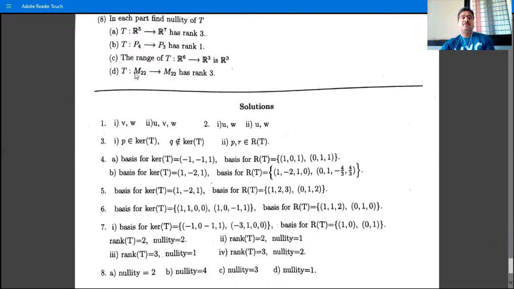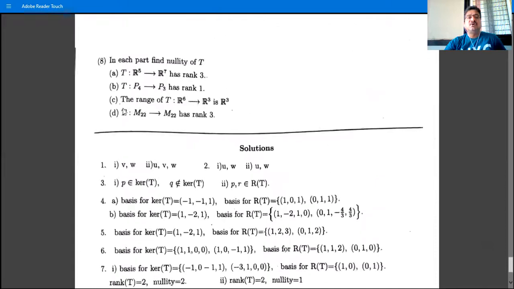The last problem, T from M2 by 2 to M2 by 2. M2 by 2 R is the vector space of all 2 by 2 matrices, and T has rank 3. What is the dimension of M2 by 2? It is 4. So for this problem D, rank of T plus nullity of T is equal to the dimension of M22, that is 4. Therefore nullity of T is 4 minus rank of T, that is 4 minus 3, so the nullity is 1.